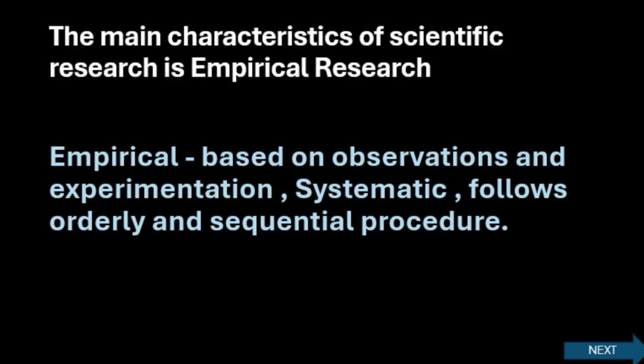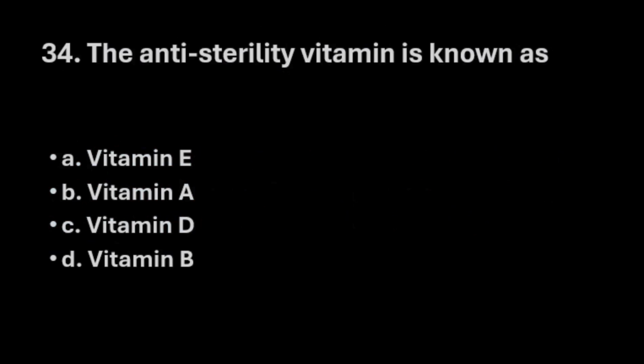The main characteristic of scientific research is empirical research. Empirical is based on the observations, experimentation, systematic, and follows orderly and sequential procedure.